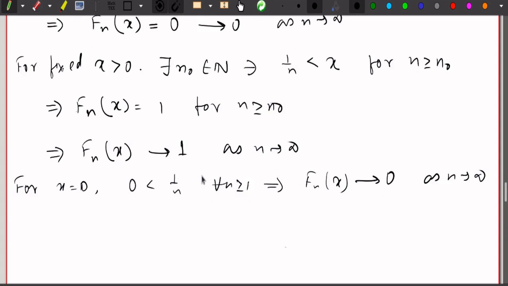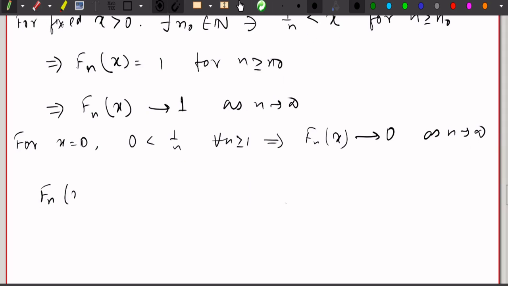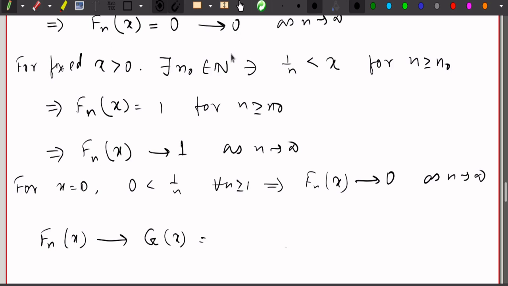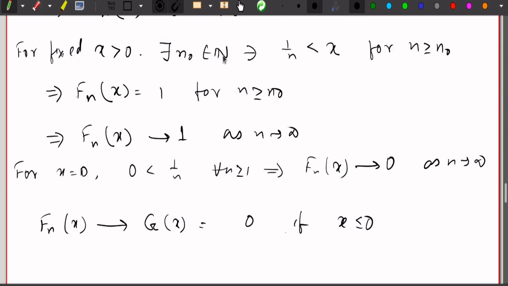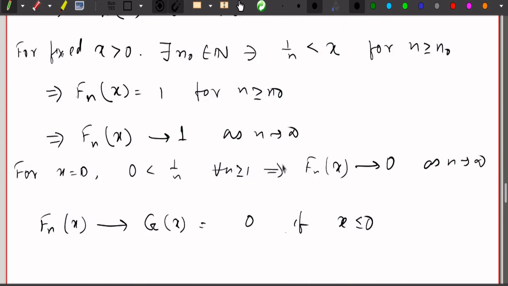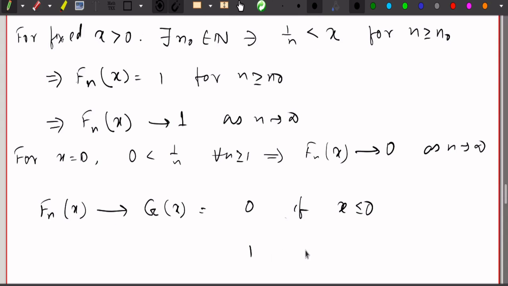So that means the function Fn(x) converges to a function, maybe I call it G(x), where G(x) is 0 if x is less than or equal to 0. For strictly less than 0 it converges to 0, and for x equal to 0 it converges to 0. So for x less than or equal to 0 it converges to 0, and for x greater than 0 it converges to 1. Right? So this converges to this as n goes to infinity, and this is a pointwise convergence.